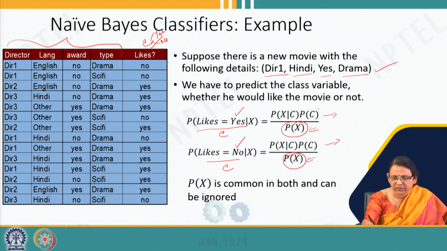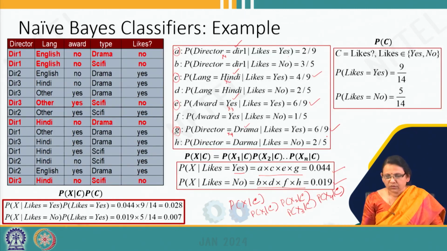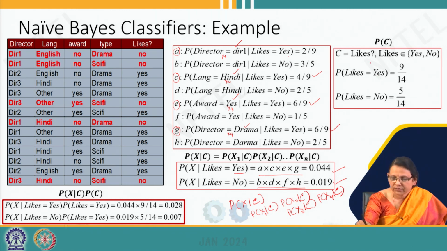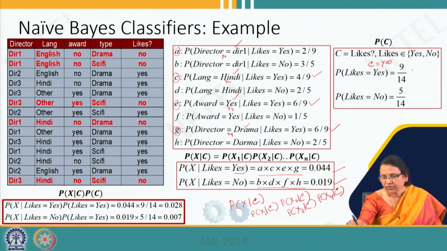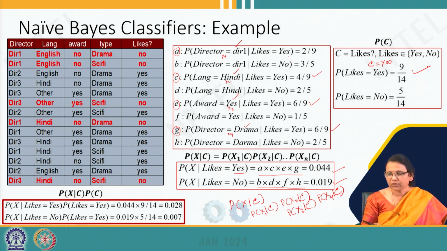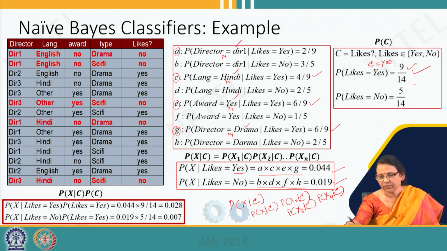So, here C is yes, here C is no. Okay. So now when C is yes, C equal to yes, this is the value. How do you get this value? This we have computed last time also, last class also. Out of total 14 records, 9 records are yes. So it is 9 by 14, 5 records are no. So it is 5 by 14.